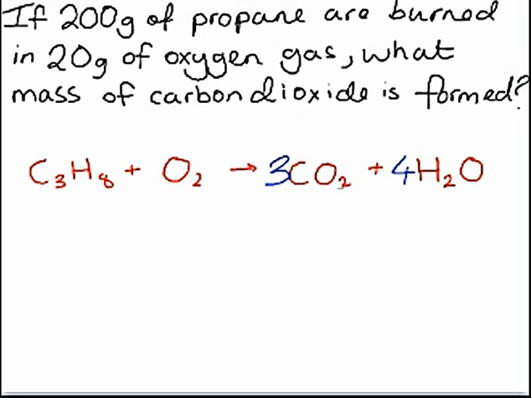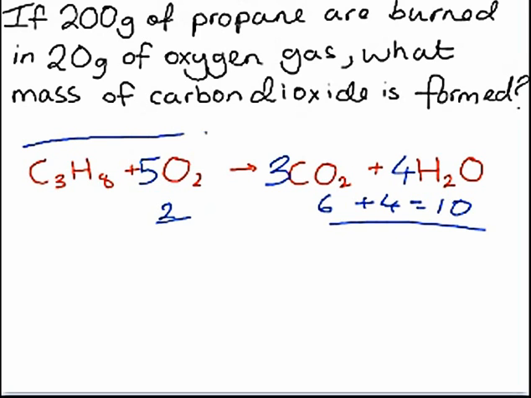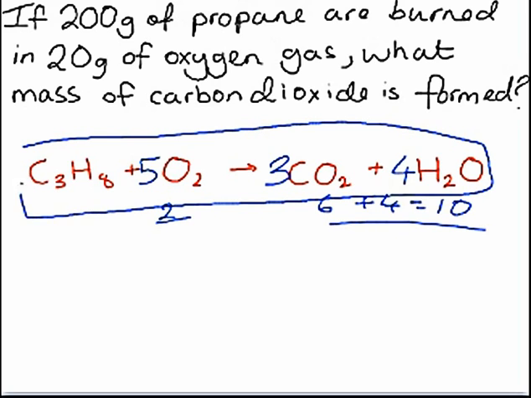So how many oxygens do we have on each side? On this side we have 2. And on the other side, after we put a 3 and a 4, we have 3 times 2, which is 6, and 4 times 1, which is 4. So we have 10 oxygens on this side and 2 here. So 2 times what gives you 10? 5, so we put a 5 right here. Now everything is balanced. This is our balanced equation, and we already finished the first step to answering this type of question.